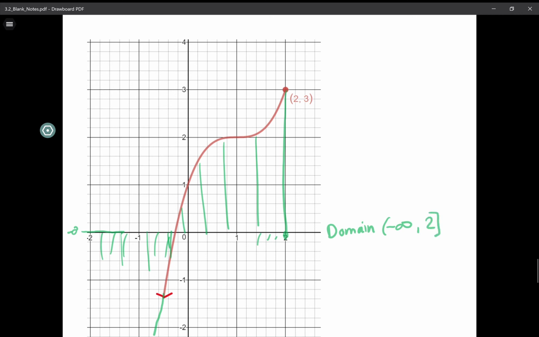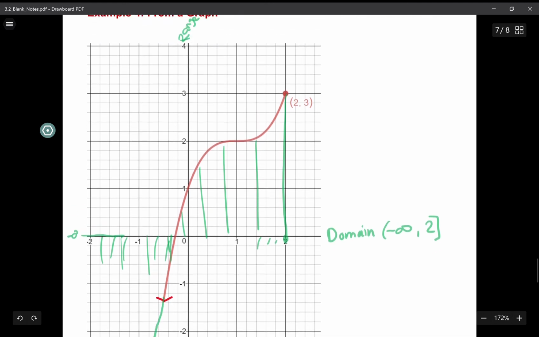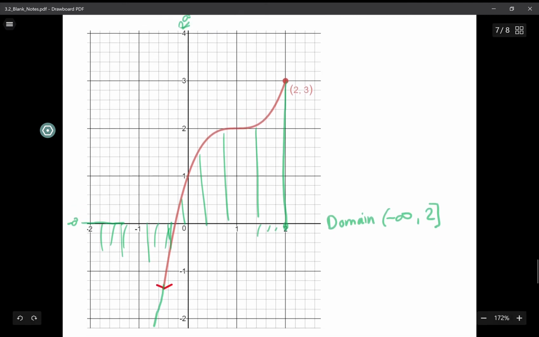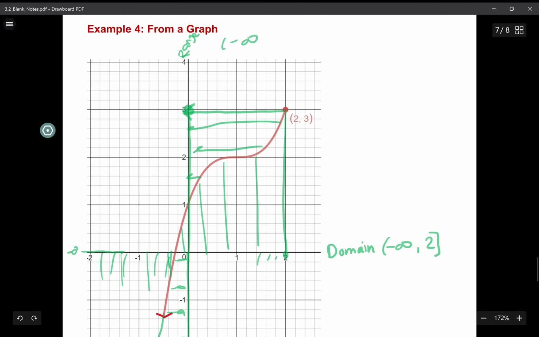The range is similar except in the opposite direction. Your range, you're going to think about your y-axis. And if we look at our y-axis, if we squish left to right, squish, squish, squish, all the way along, everything's going to go along and make function values until stopping at 3. So all the way along here, it's like a number line, a vertical number line, all the way to here is going to be my range. So that's from negative infinity up to and including 3. So that's how to find domain and range from a graph.